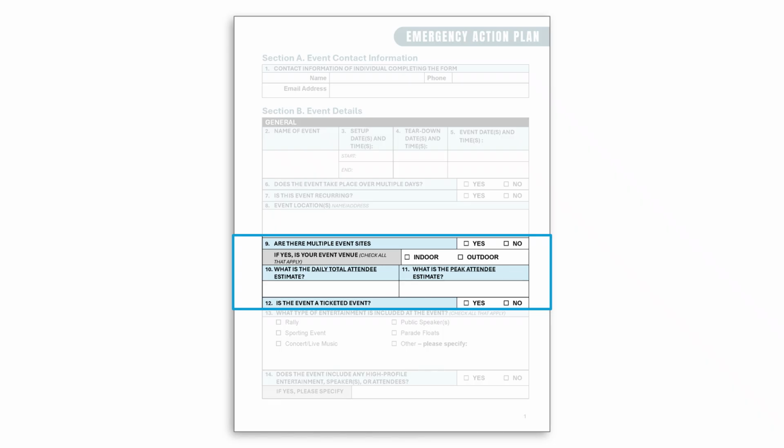Question 10. What is the daily total attendance estimate? Daily total attendance refers to the number of unique individuals expected to visit the event over a single day. It is different from the number of people present at any one time during the event. For example, a farmer's market might have 1,000 visitors throughout the day, even though only about 200 people are there at once. Understanding daily total attendance helps guide your planning for things like restrooms, waste services, staffing, and overall event logistics.